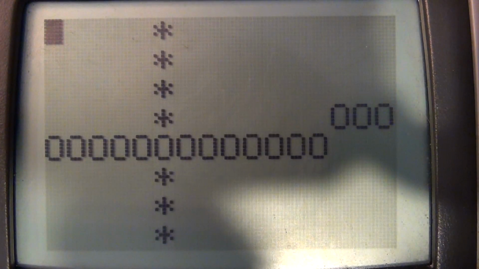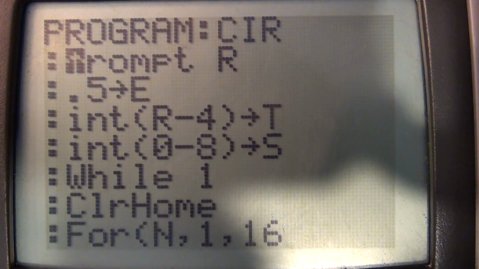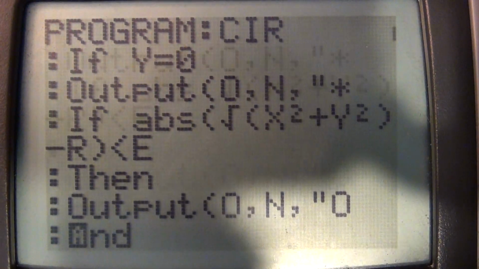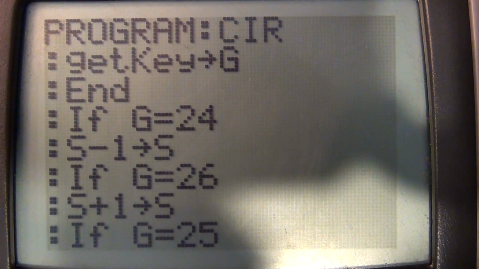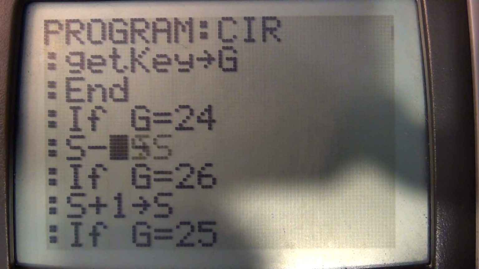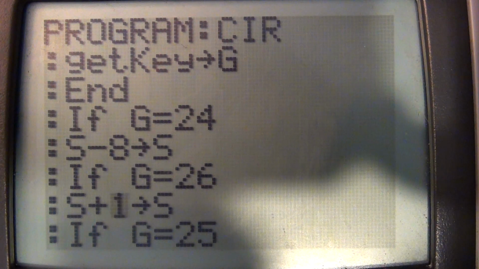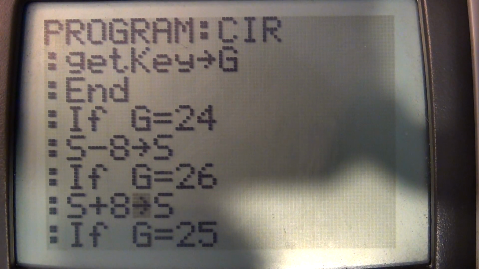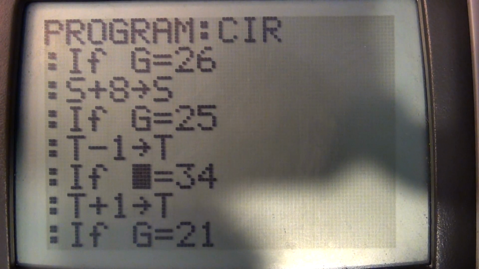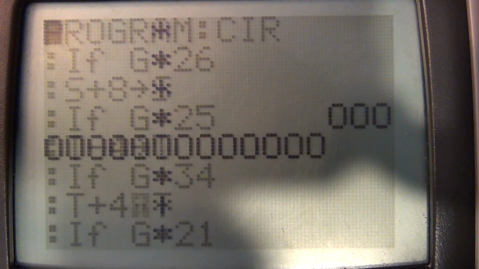So, and then another thing I can do is, if that's also a little slow, here's one other thing I can change for actually using this for Minecraft. Instead of just adding 1 to these, I'm going to add 8 to the 24 and 26 ones. And then for the 25 and 34 ones, I'm going to add and subtract 4. So that's half the screen.